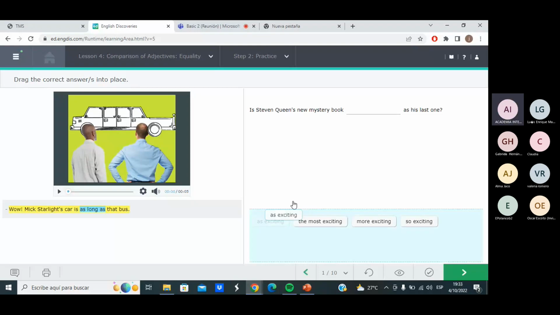I would choose the first one. Is Stephen King's new mystery book as exciting as his last one? Yeah, that's correct.